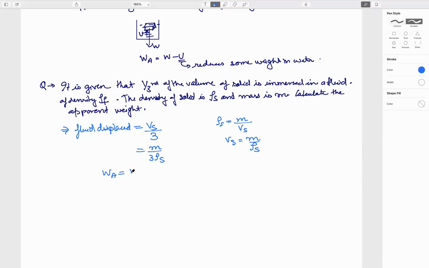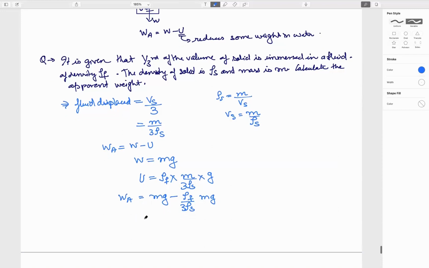So that is weight minus upthrust. The actual weight is mg. Upthrust is rho of fluid into the volume of fluid displaced, that is m by 3 rho s, into rho f, into g. So the apparent weight comes out to be mg minus rho f by 3 rho s into mg. That comes out to be mg times 1 minus rho f by 3 rho s.